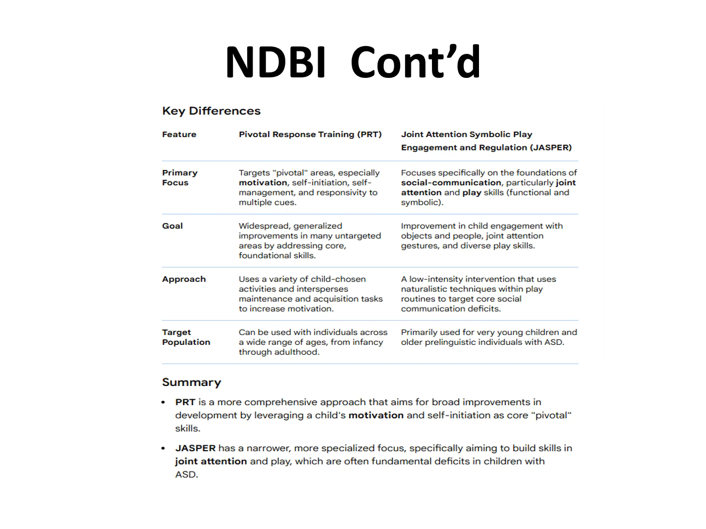So just like ABA has two different methods, NDBI actually has two different methods also. In my way of looking at it, I don't really think they're as distinctive as the two different methods in ABA, but there are some distinctions here. So the two are pivotal response training or PRT, and the other is joint attention, symbolic play, engagement, and regulation or JASPER for short. Certainly JASPER is a lot easier to remember than all of that. So generally speaking, you see here where there's a difference between the primary focus, the goals, the approaches, and what the target population is.